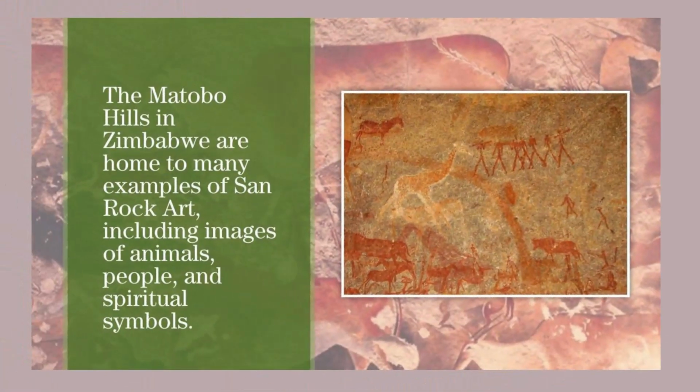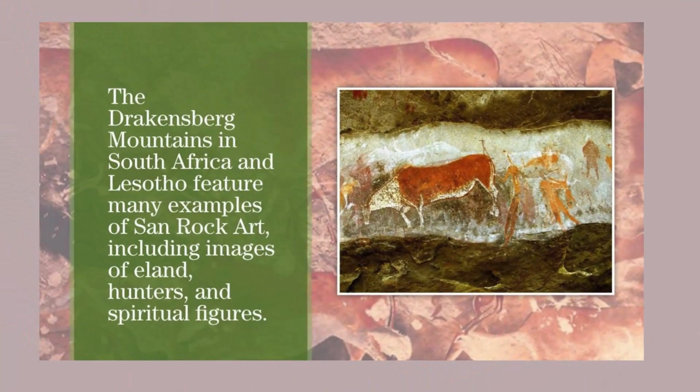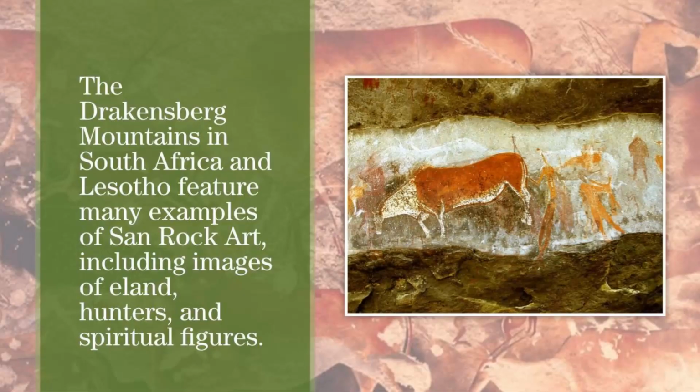The Matobo Hills in Zimbabwe, which are home to many examples of San rock art, including images of animals, people, and spiritual symbols. The Drakensberg Mountains in South Africa and Lesotho, which feature many examples of San rock art, including images of eland, hunters, and spiritual figures.